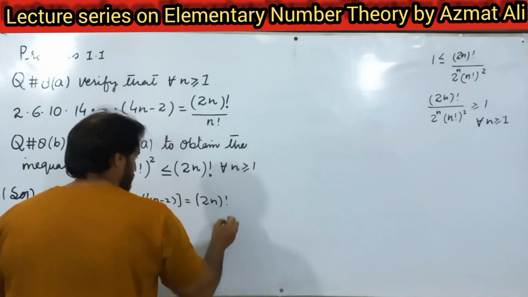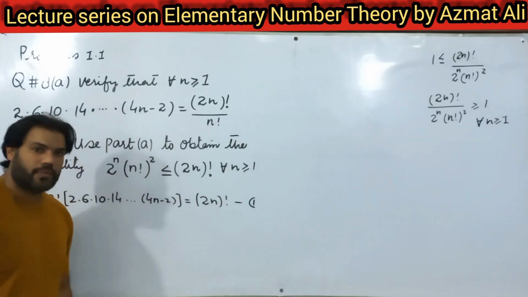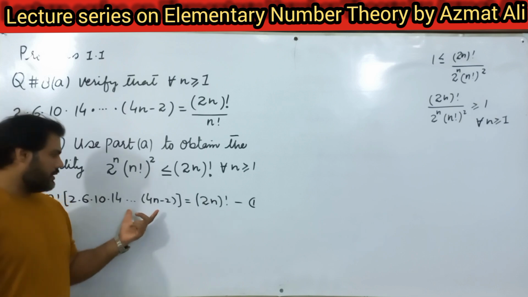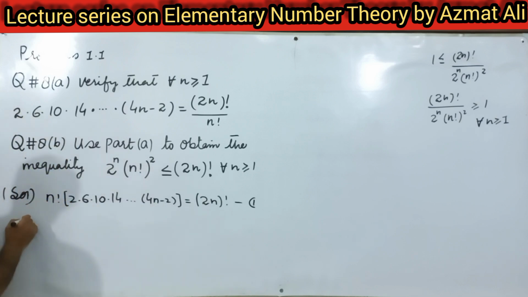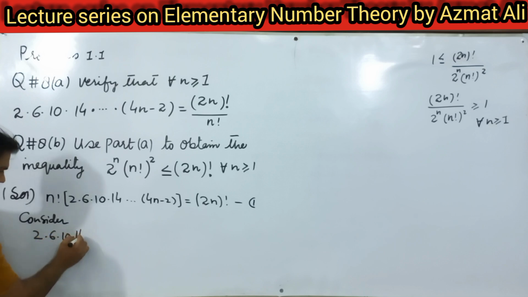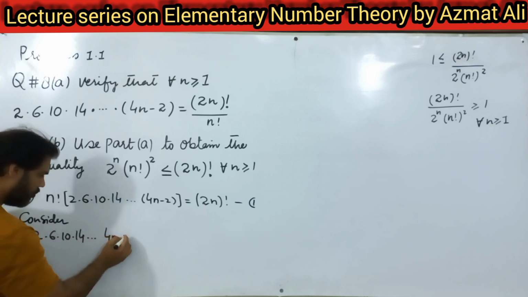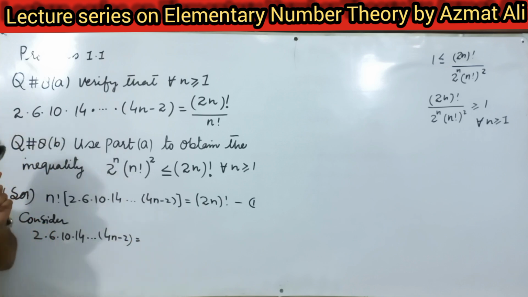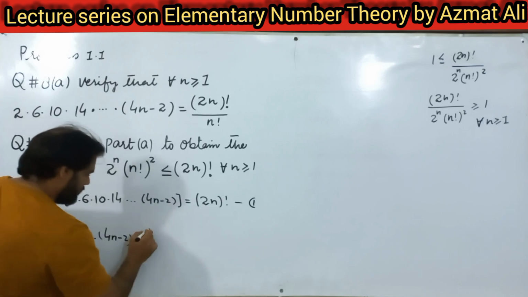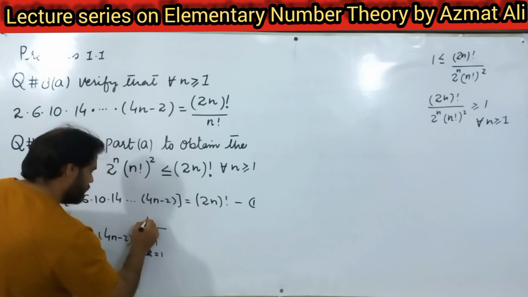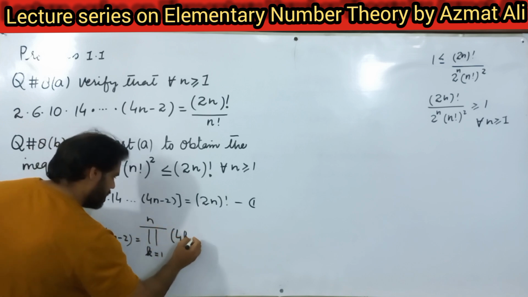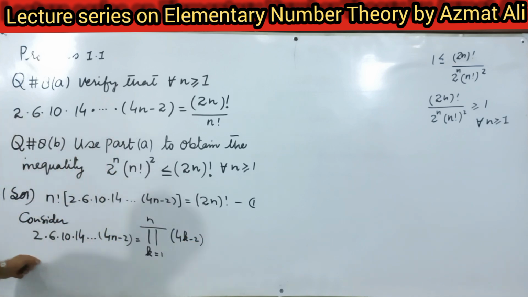So suppose this is my equation number 1. Now from this equation, firstly we consider this product. Consider the product 2 into 6 into 10 into 14 up to so on 4n minus 2. If we write it in the form of a product, this can be written as the product k is equal to 1 to n of 4k minus 2. This is the closed form of this expansion.